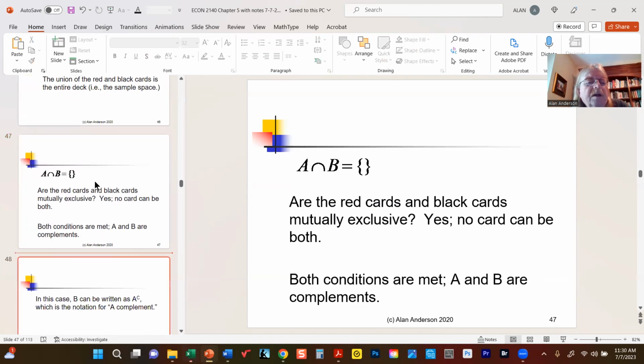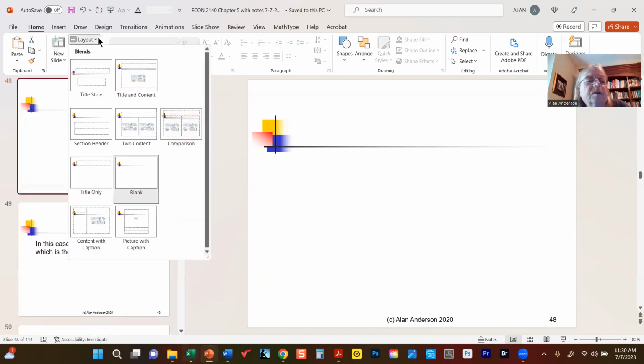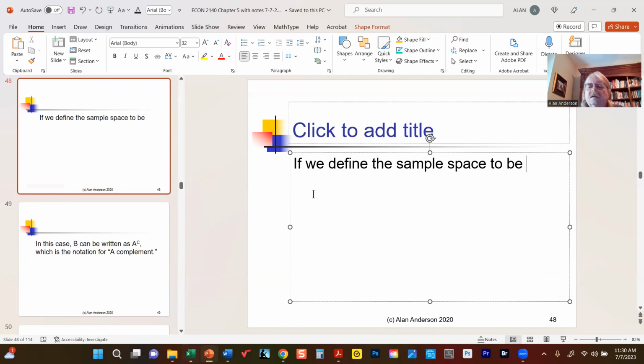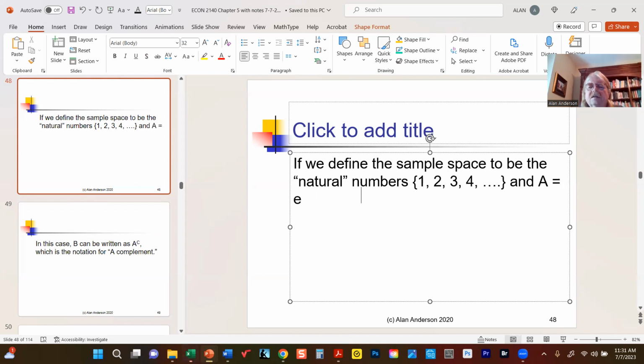So there's other possibilities too. For example, if we define the sample space to be natural numbers, and A equals the odd numbers, and B is the even numbers. Are A and B complements?